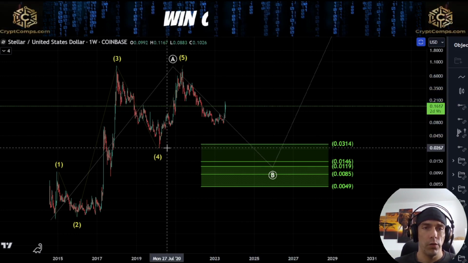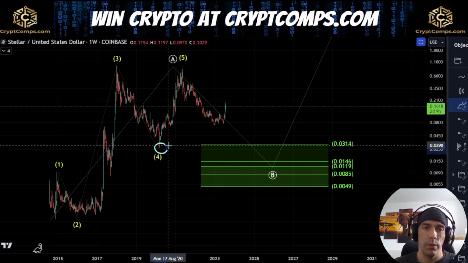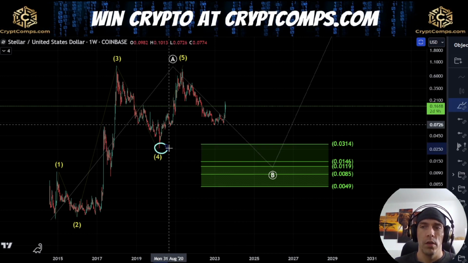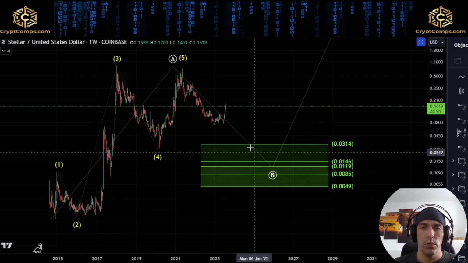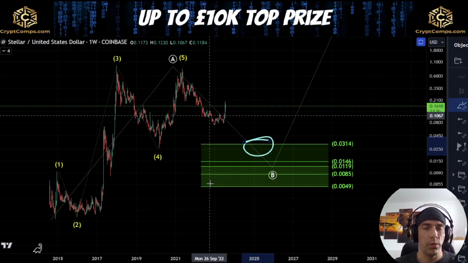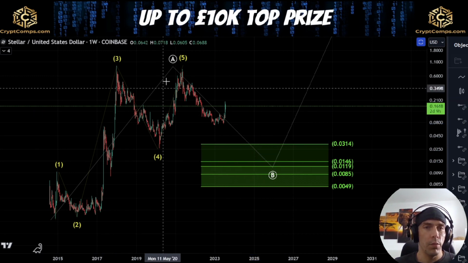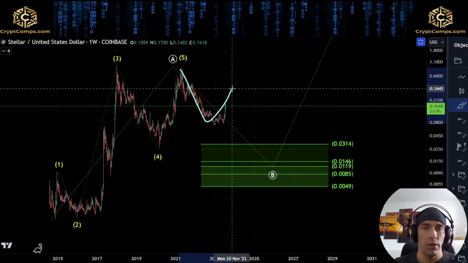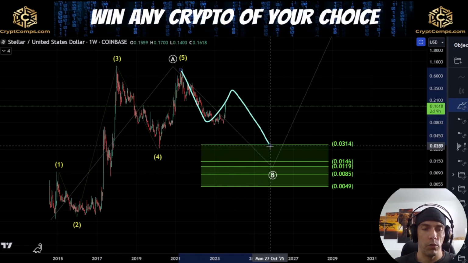Now, an area of interest to me would be this previous fourth wave low, which is sitting here towards this 0.263, and that would also align with coming back down into this 50% area. So we would have to keep an eye on that if we do see price actually look to reject and continue to the downside here.